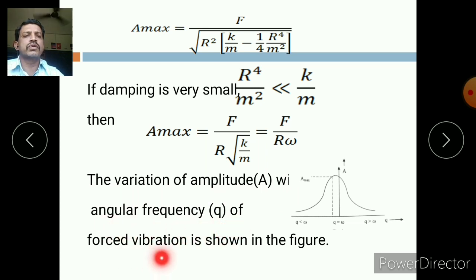The forced vibration is shown in the figure. So such type of vibration you will get. And here is the maximum amplitude, A max.